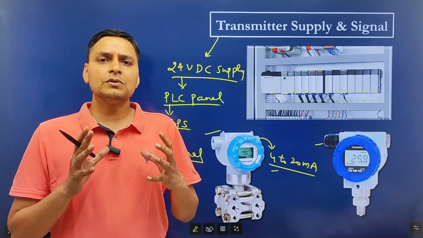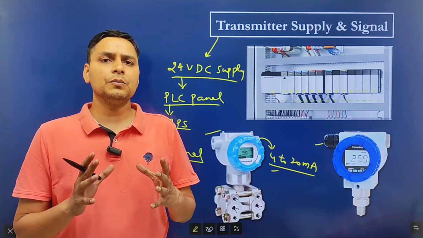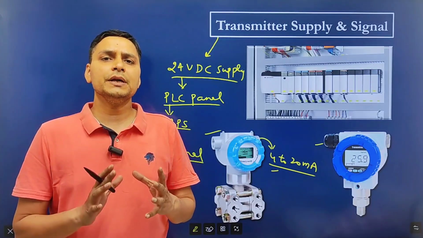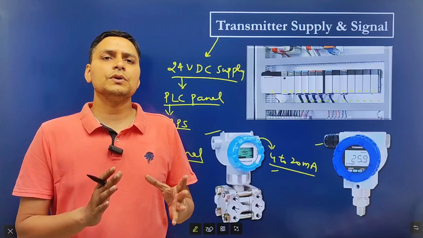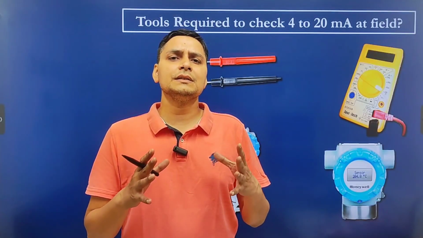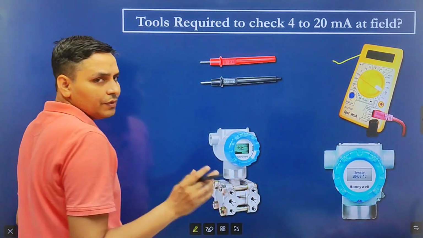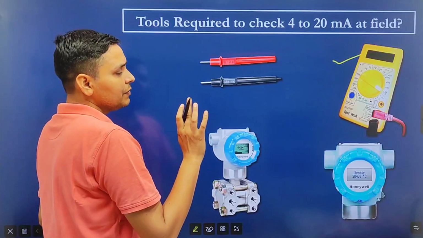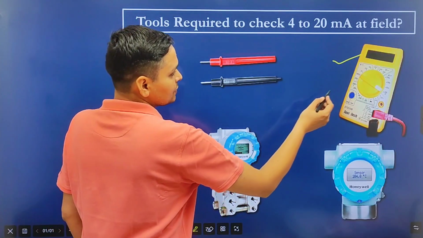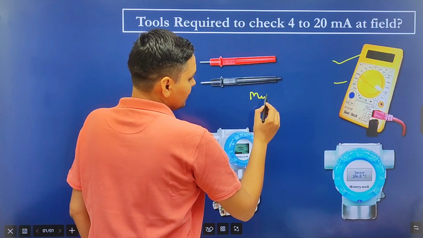Look friends, transmitters also use a 4 to 20 milliampere current loop. We have already discussed the 4 to 20 milliampere current loop in a video, so you can watch that video. Since we are going to measure the 4 to 20 milliampere signal at field side, some tools are required to measure it. Now let's discuss what the tool requirements are. In tools we will use a multimeter, a digital multimeter, such that it can measure milliamperes.